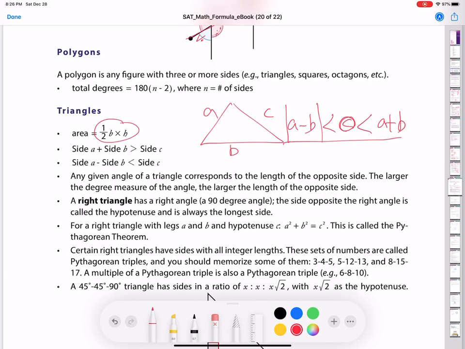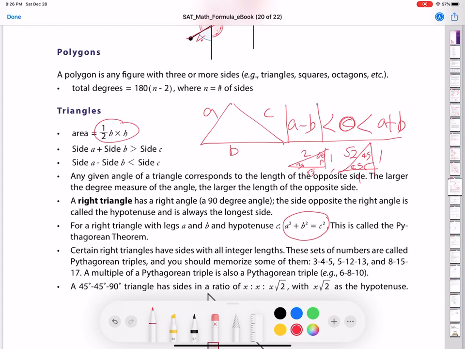For the right triangle, we know the Pythagorean theorem, right? That always works only for right triangles. A squared plus B squared is C squared. Sometimes you have to understand some ratios of right triangles. 30-60-90 degree triangles: the ratio of the 3 sides is 1, root 3, 2. And 45-45-90 degree triangles: the ratio of the 3 sides is 1, 1, root 2.